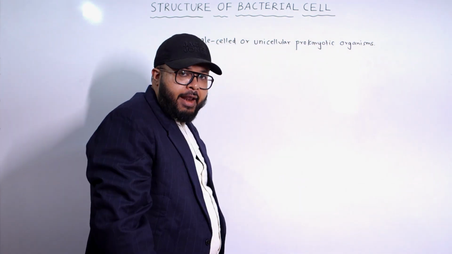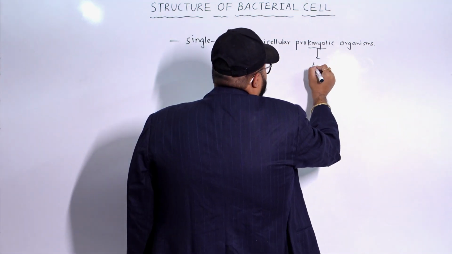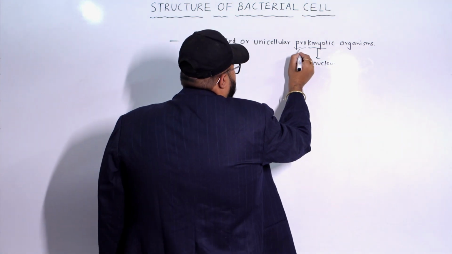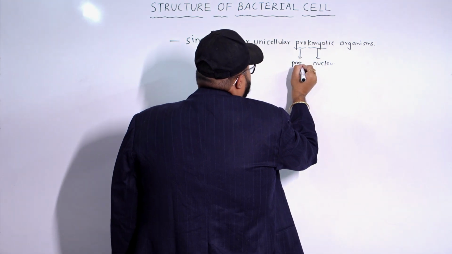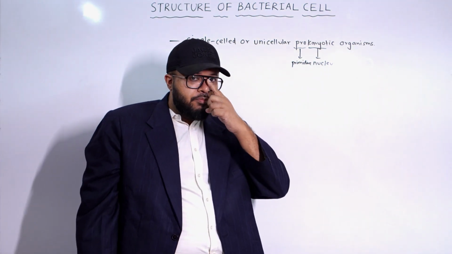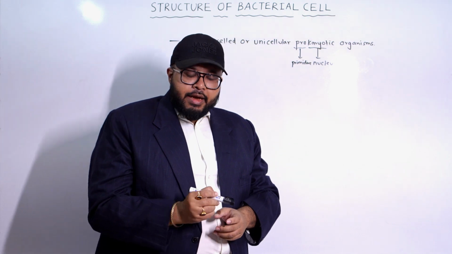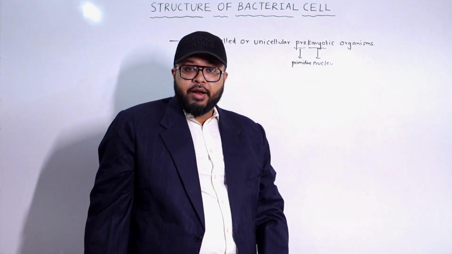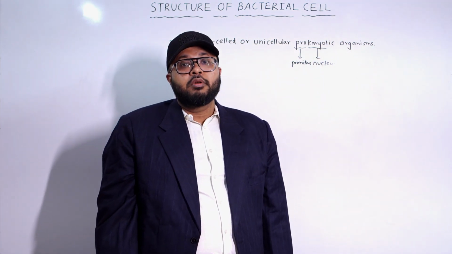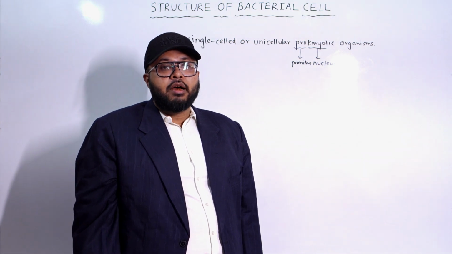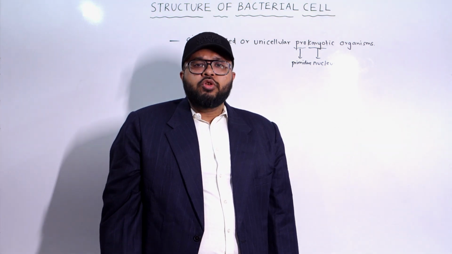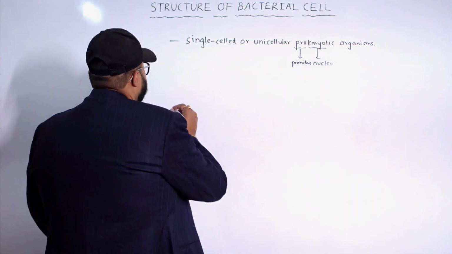Prokaryotic. Karyot means nucleus and pro means primitive. That means they have a primitive nucleus. Primitive nucleus means that the genetic material is not bounded by the nuclear membrane, and membrane-bound organelles such as endoplasmic reticulum, Golgi body, mitochondria, chloroplast, etc. are absent.